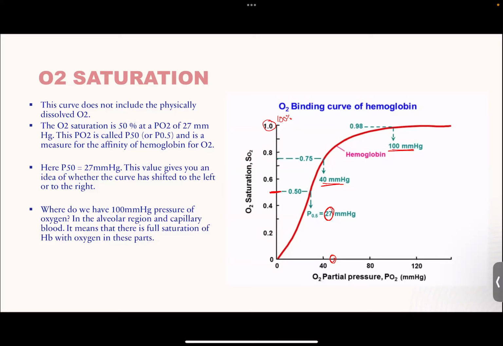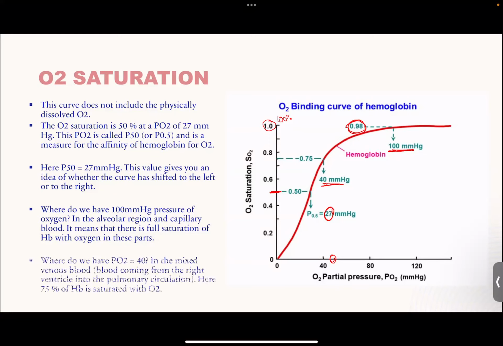So what's significant about this? It's that at this pressure, we have 98% saturation. It means 98% of hemoglobin is binding to the oxygen, which is good because in the alveolar regions, in the capillary regions, we want more oxygen, right? So there's full saturation of hemoglobin in these areas. And when we talk about 40 millimeters, what does this signify? That is the mixed venous blood.